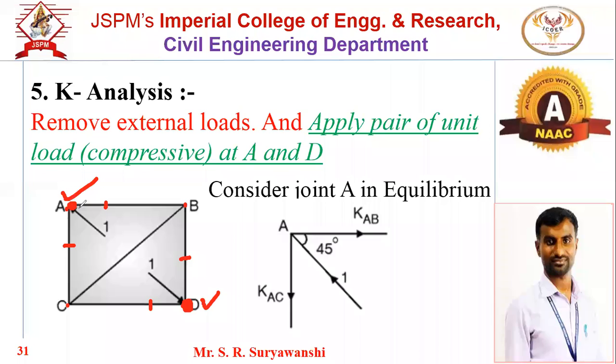So if you consider joint A, there are two unknowns. You can use joint A initially. If you consider the D joint, at D joint also there are two unknowns. You can use joint D initially for the analysis. Now, initially we can't use joint B or joint C.